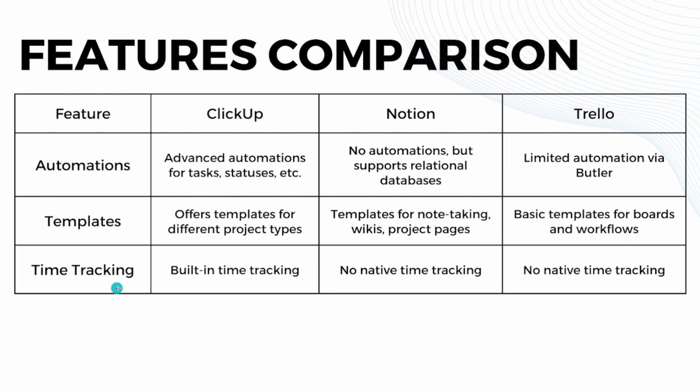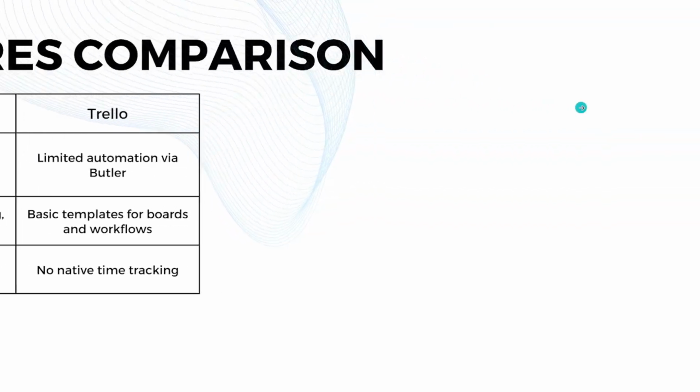And lastly, for time tracking, ClickUp has built-in time tracking in their platform, while Notion and Trello have no native time tracking. So yes, that's it for the features comparison. So now let's go to pricing.